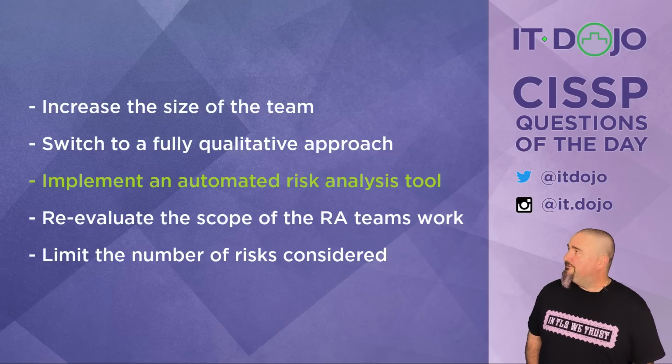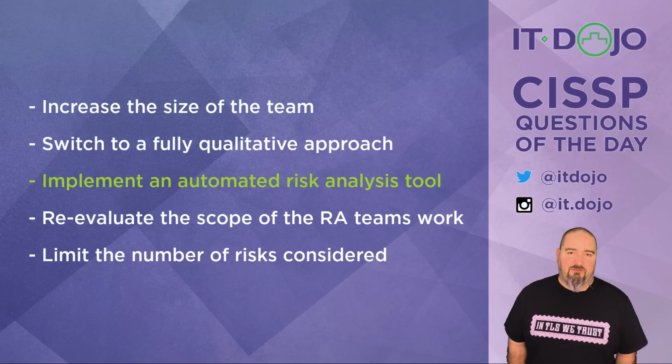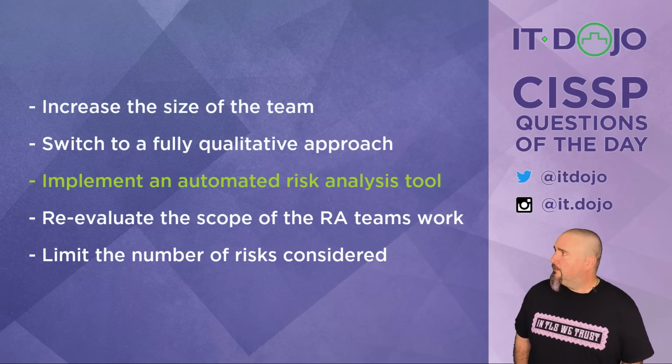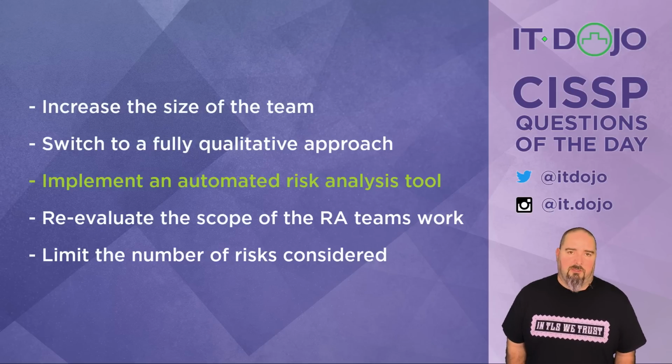All right, how about we reevaluate the scope of the risk analysis team's work? Hey boss, this is hard. And your boss says, okay, well, we'll just not do as much work. Come on. Yes, there's a time and a place when you realize that maybe you task people with too much. But in the case of needing to do risk management, no, it needs to be done. So saying, oh, well, we'll just do less mitigation of risk or less risk management doesn't seem like a practical answer choice to actually take action on.